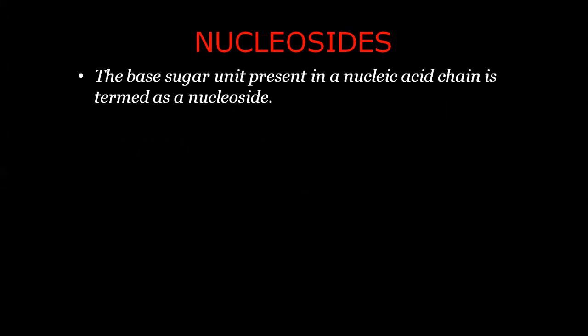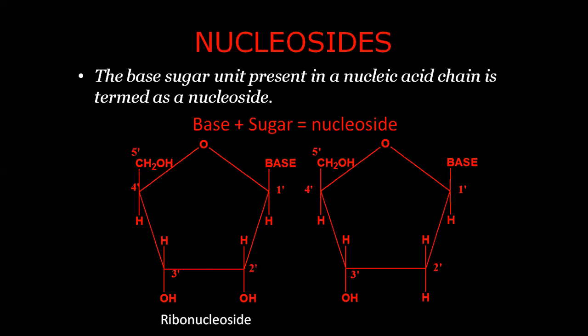So what are nucleosides? These are base and sugar units present in the nucleic acid chain. Basically, when base and sugar combine together, what you get is a nucleoside, which you can see in the figure. The first figure is of ribonucleoside, because the sugar is ribose, and the other one is deoxyribonucleoside, because the sugar is deoxyribose. One point to note is that the base will form a bond with the sugar through the C1 carbon of the sugar, and the carbons of the sugar are represented using primes, so that we don't get confused with the numbering in the base also. So remember that we use primes in the numbering of the carbons in the sugar.